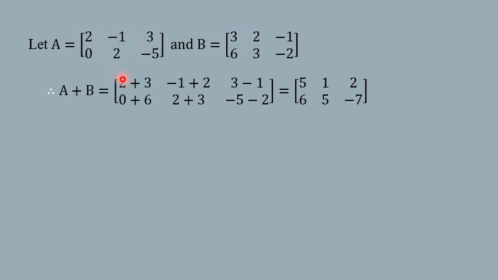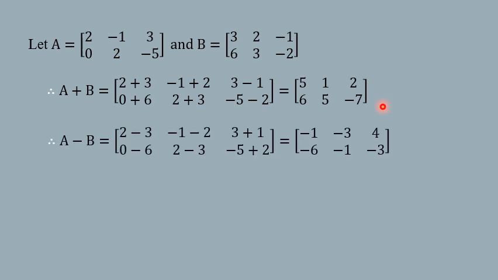So here we write 2 plus 3, here we write minus 1 plus 2, here we write 3 plus minus 1, that is 3 minus 1, here we write 0 plus 6, here we write 2 plus 3, and here we write minus 5 plus minus 2, that means minus 5 minus 2. Just perform this addition. So this matrix is nothing but the addition of these two matrices, that is A plus B, whose order is 2 by 3.